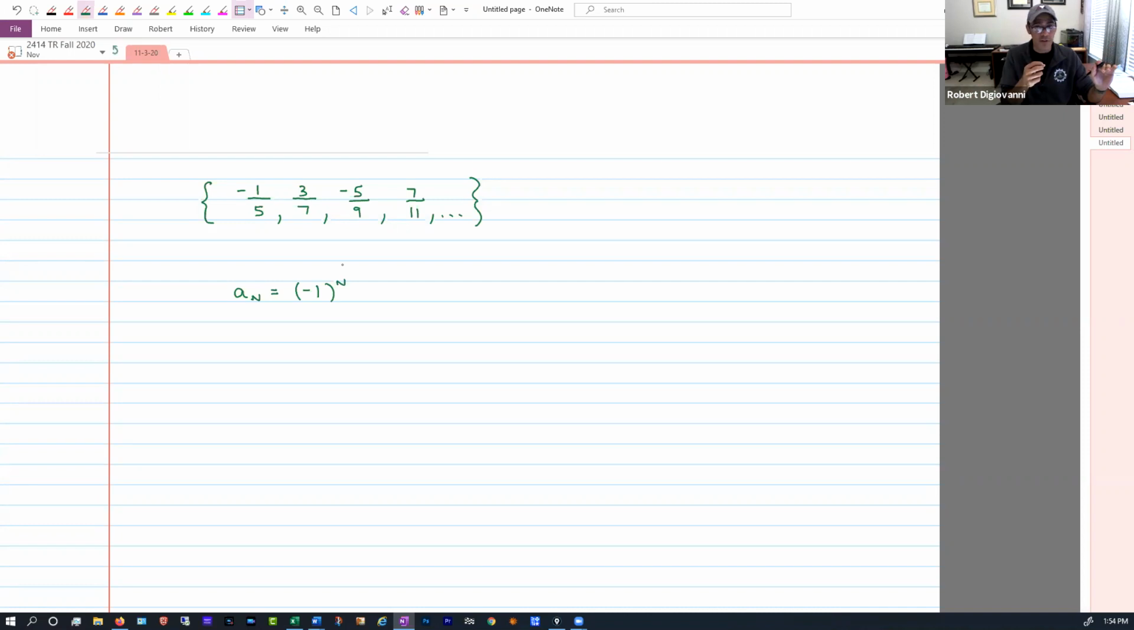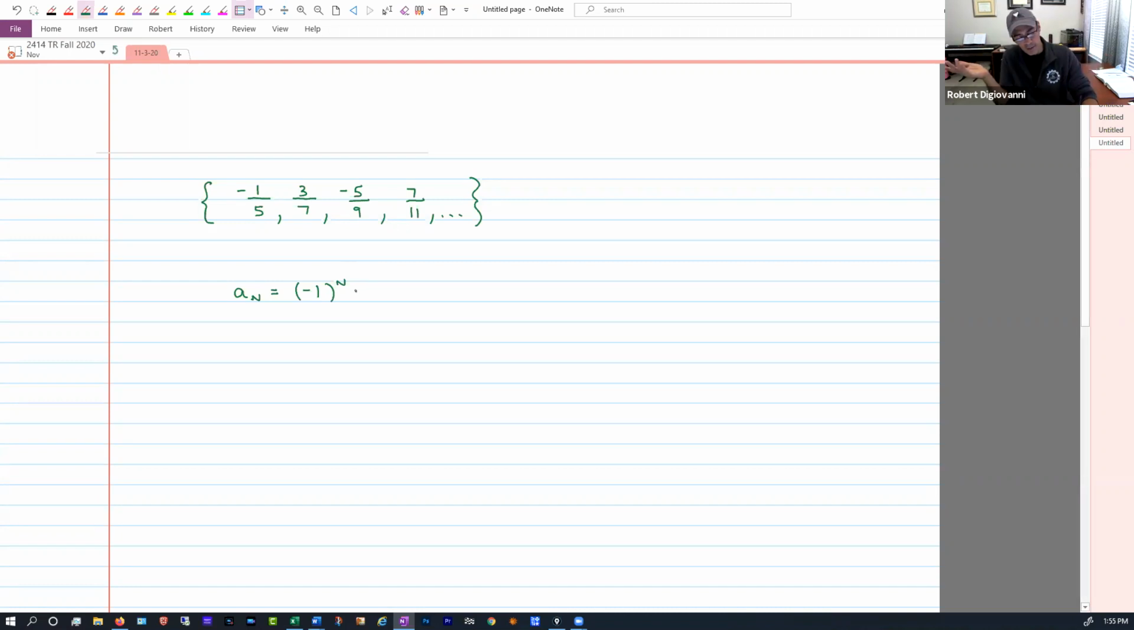Don't get all freaked out about the fractions. Look at the numerators and then look at the denominators separately. Tell me what's happening in the numerator. Is it 2n minus 2? I mean, sorry, 2n minus 1. Yeah, so the numerators are just the odd numbers, aren't they? 1, 3, 5, 7, yes?